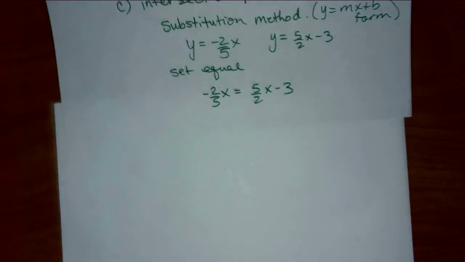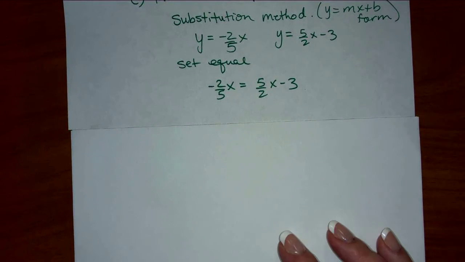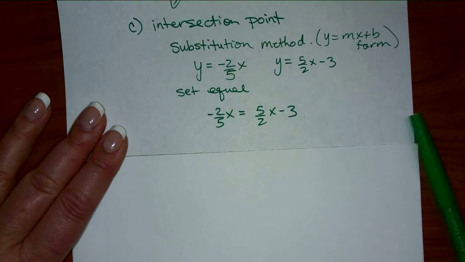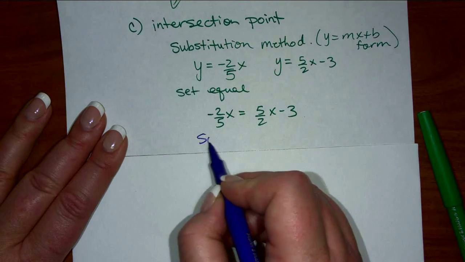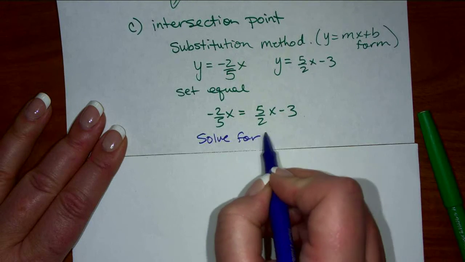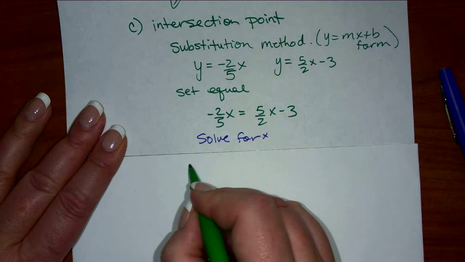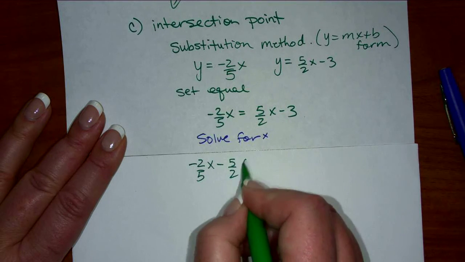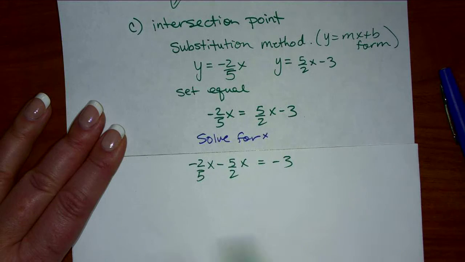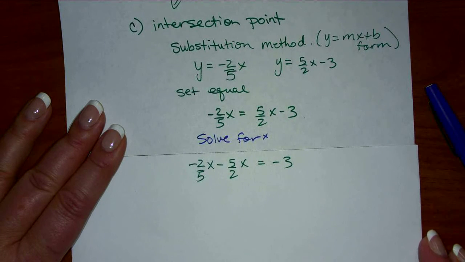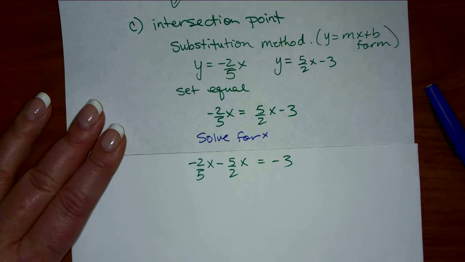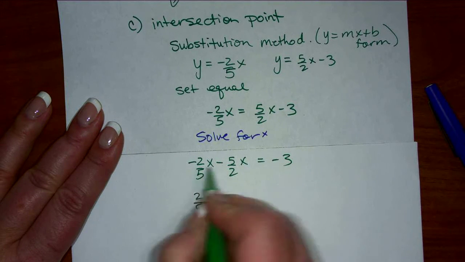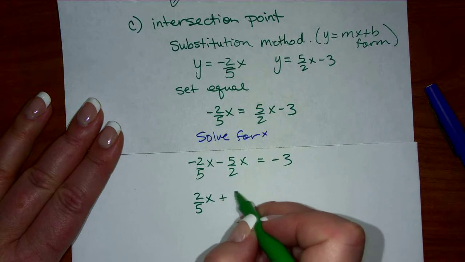So there's different ways we can do this. Move all the x's to one side. So minus 2 over 5x minus 5 over 2x equals minus 3. I don't like all those negatives. What can you do if you've got something like that? Change all the signs. You can always do that whenever there's an equal sign, or divide everything by negative 1. There, that looks a little better.